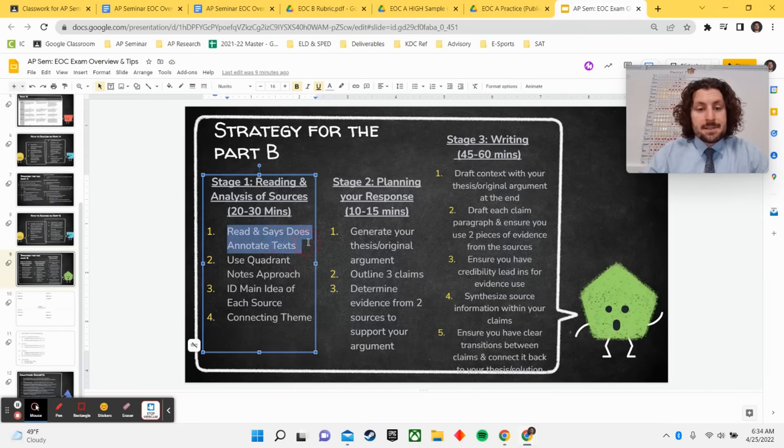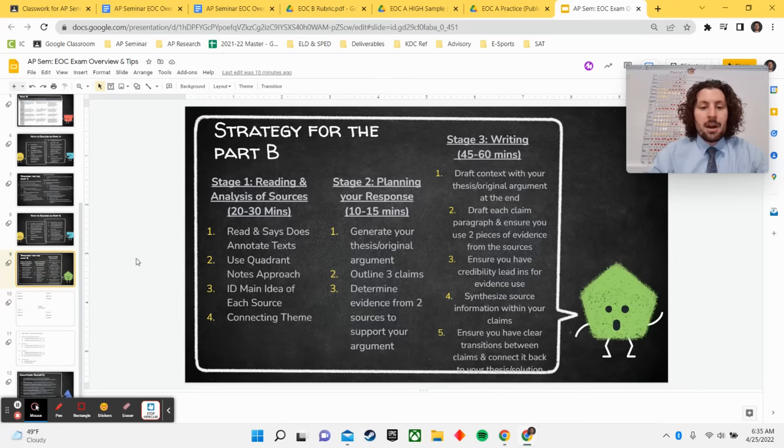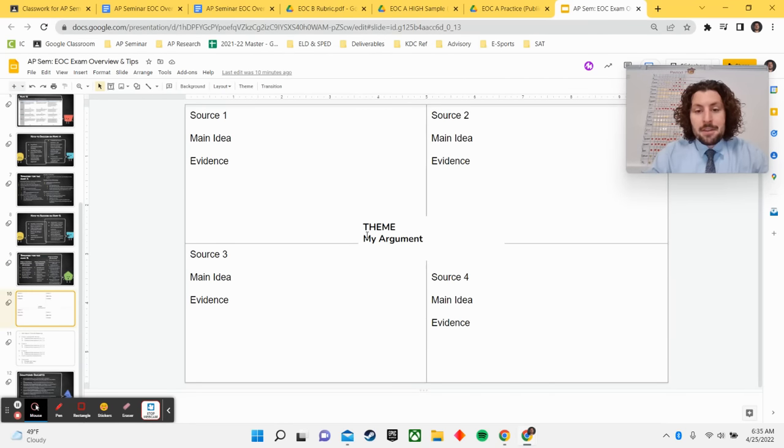And I would read and say what it does, just like you did for Part A, identifying the parts of the argument, main idea, evidence used. I would use this quadrant approach, or at least a scratch sheet of paper, to get the main idea of each source so that you're clear on what that theme is later on. Once you've identified the main idea, you can write down the theme. If you use the quadrant sheets, write down the theme in the center, or if you're using scratch sheets, just make sure you write that theme down.